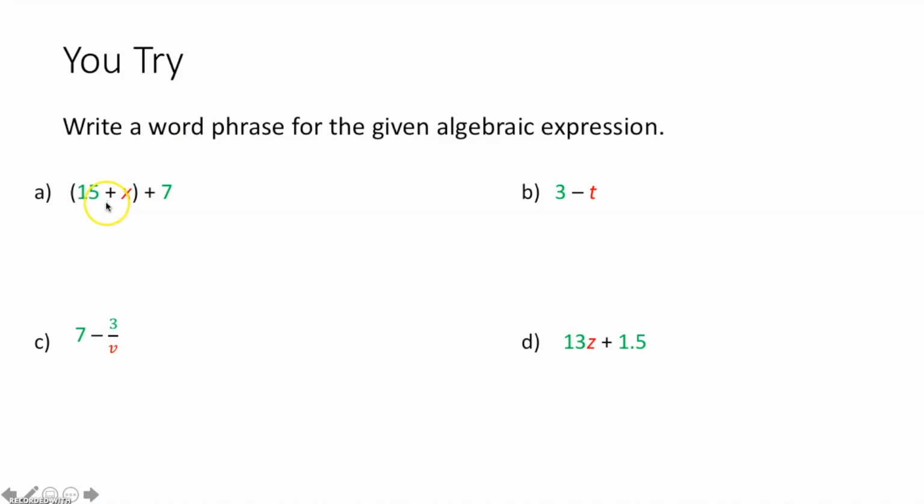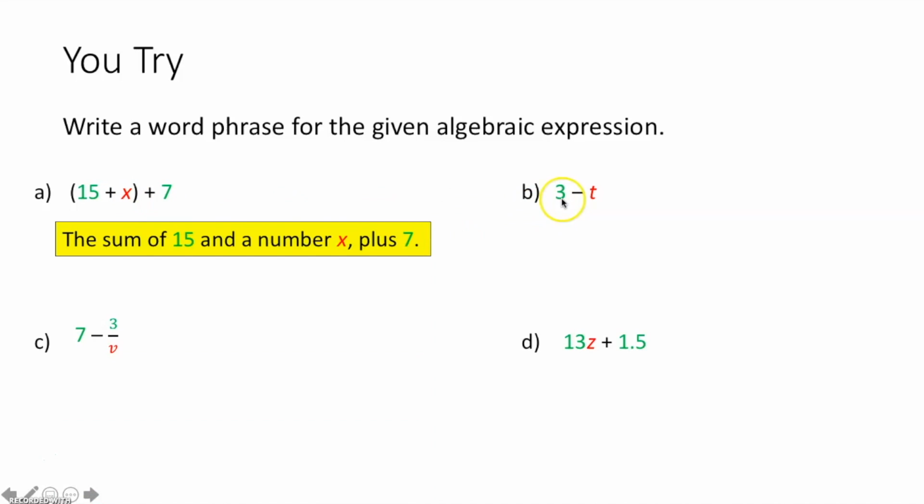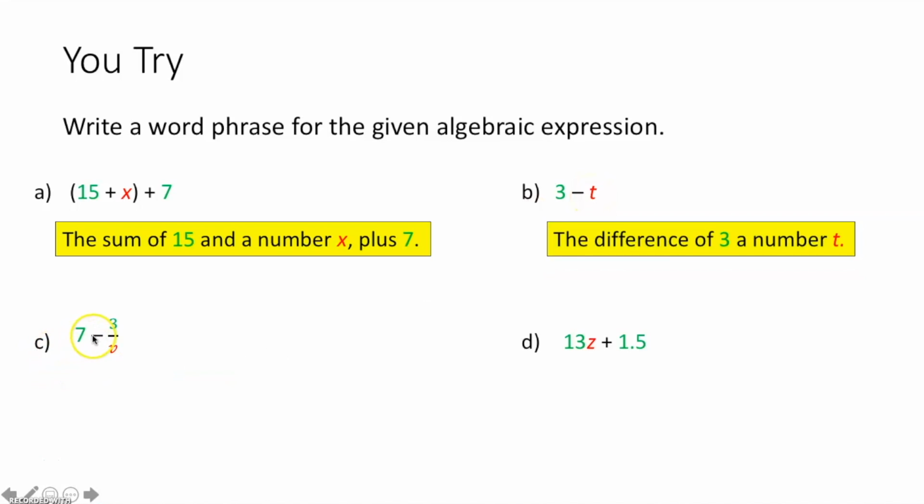Because we have addition, you can say the sum of 15 and a number x, because that's our variable, plus 7. For part B, we have 3 minus t, which again describes this expression. That is a valid word phrase. Or you can get more specific. Because it's subtraction, you can say the difference of 3 and a number t. For part C, we have subtraction and division. So we're going to use difference and quotient. So we're going to say the difference of 7 and the quotient of 3 and v.